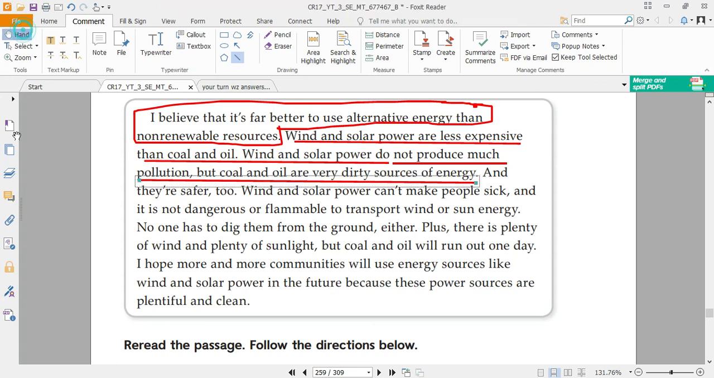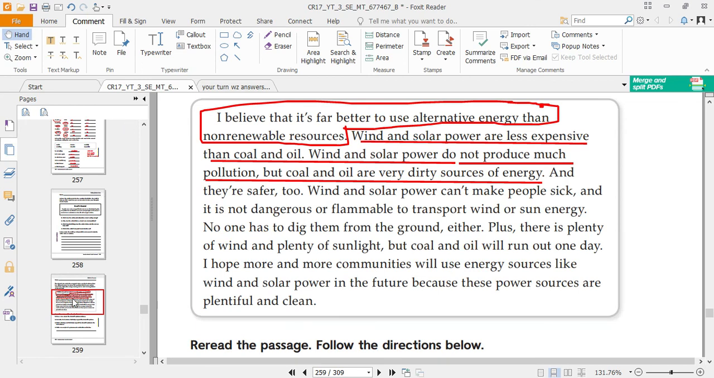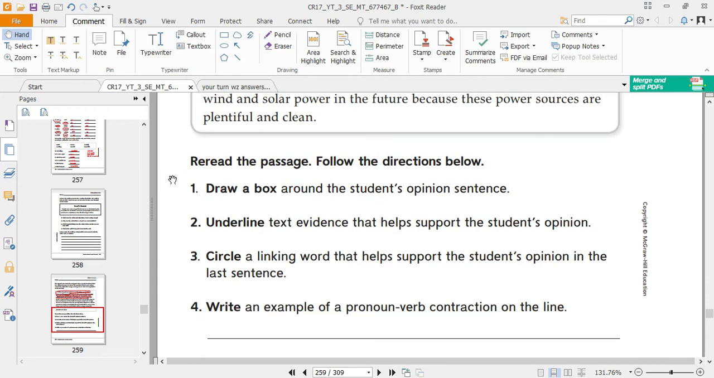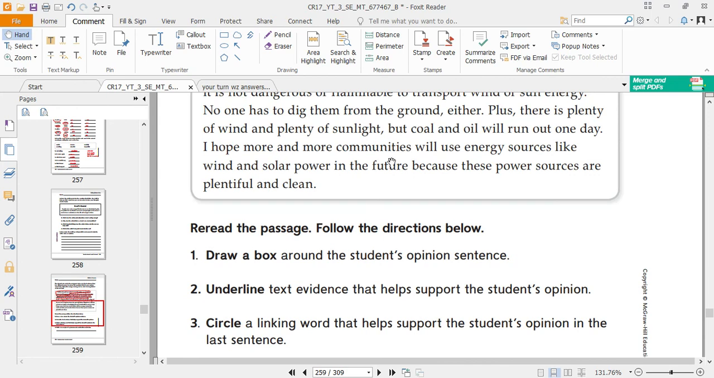Question 3. Circle a linking word that helps support the student's opinion in the last sentence. Where is the last sentence? It is here. I hope more and more communities will use energy sources like wind and solar power in the future because these power sources are plentiful and clean. Here we have, yes, the word because.